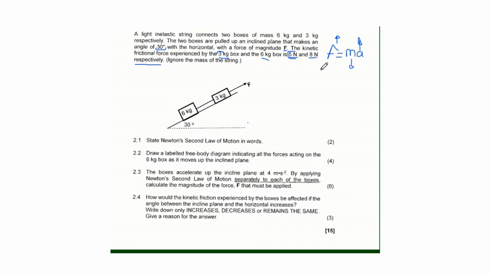So now the second question says draw a labeled free body diagram indicating all forces acting on the 6 kg box as it moves up the incline. So let's check the 6 kg. We are told that there is a frictional force. We know that we have a tension force. We know that we have the normal force. And we know that we also have the gravitational force. So these are the forces that are acting on the 6 kg block.